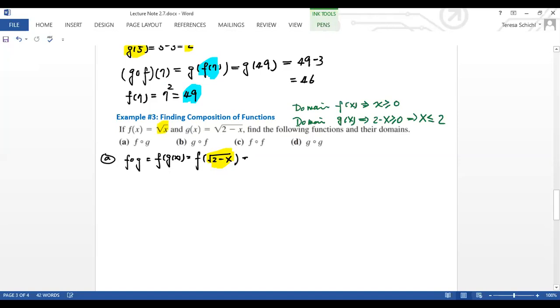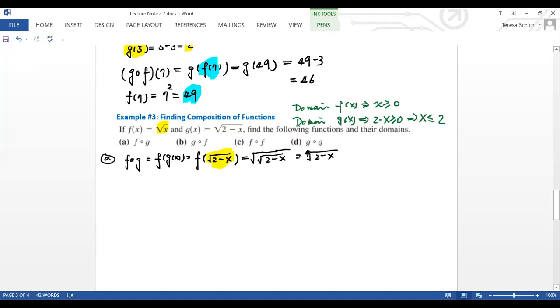So this will be equal to the square root, right? So this is the square root of what? The square root of 2 minus x, right? You just plug in x into the square root of x. So this one you can simplify: it is the fourth root of 2 minus x, right? So this is the fourth root here.